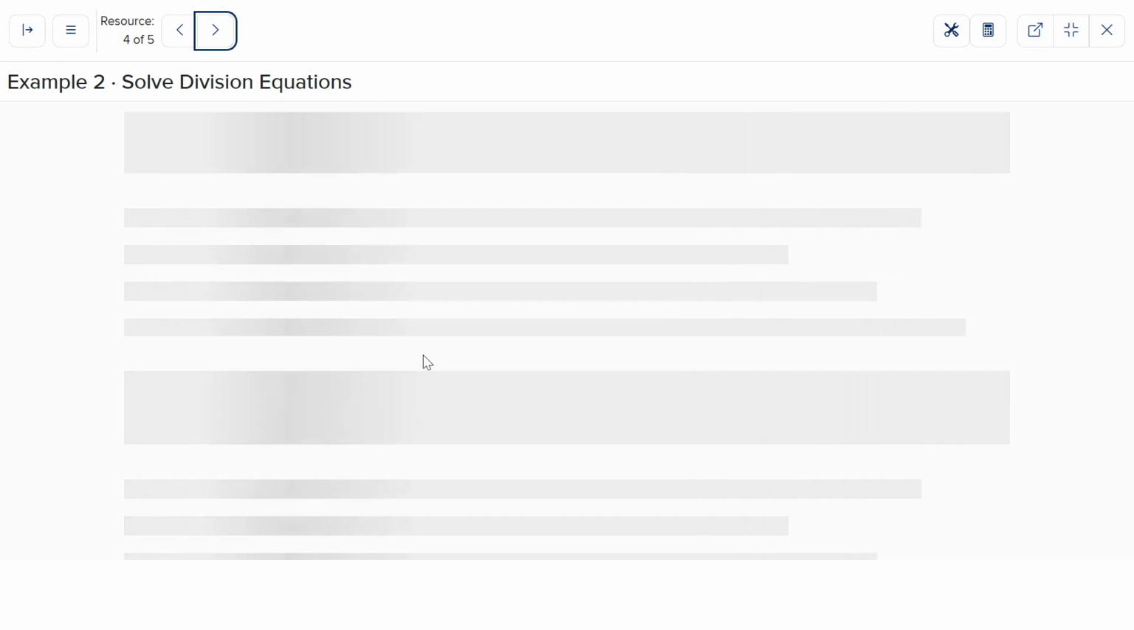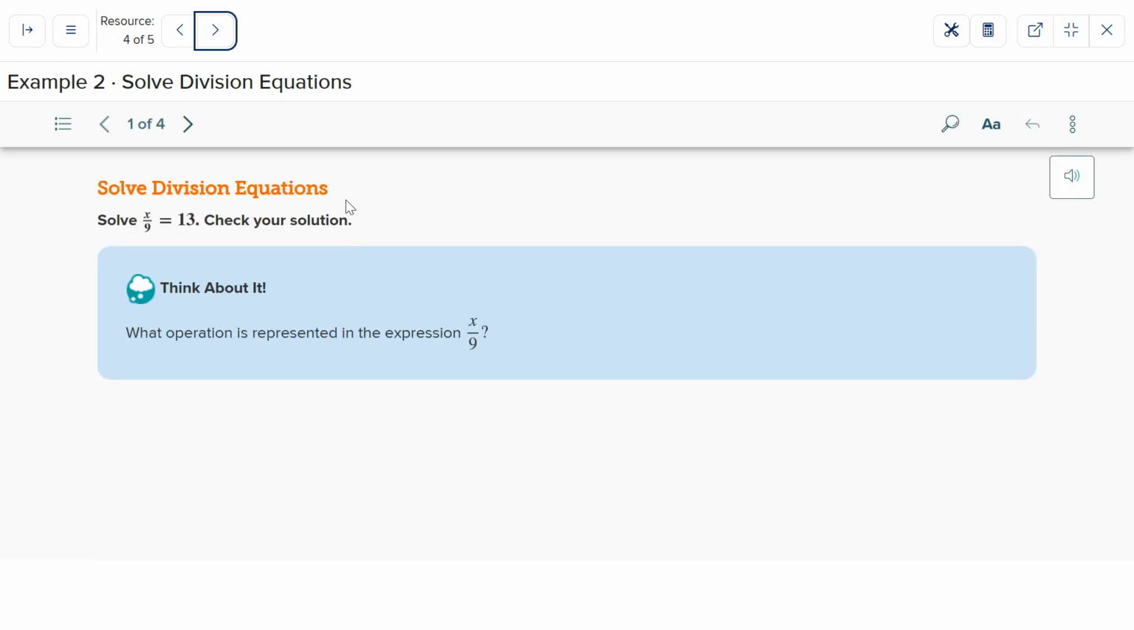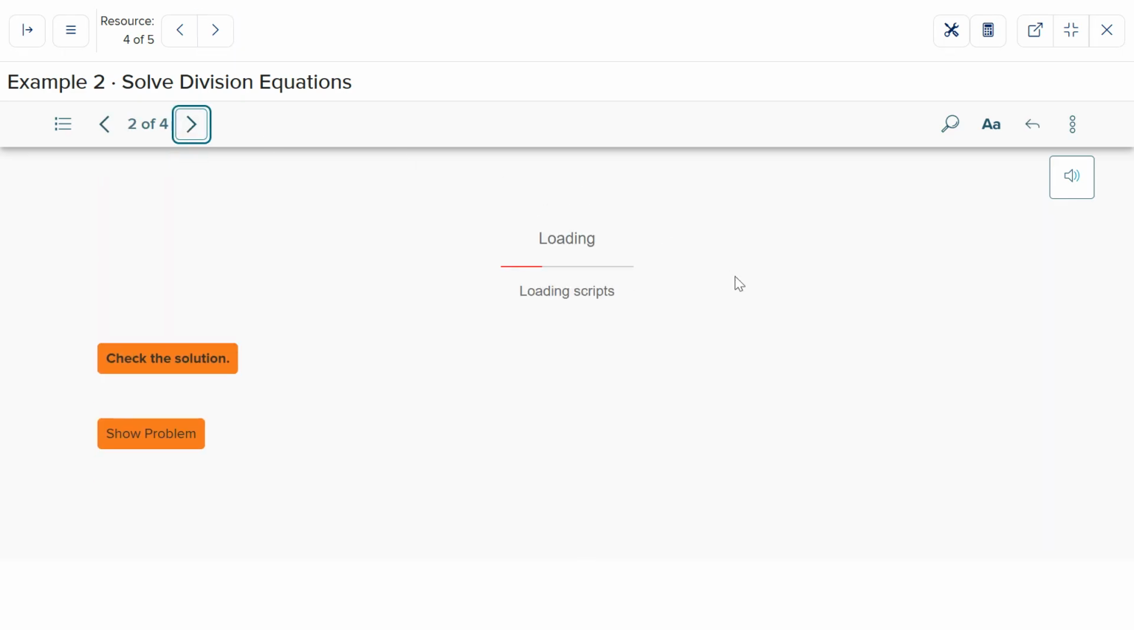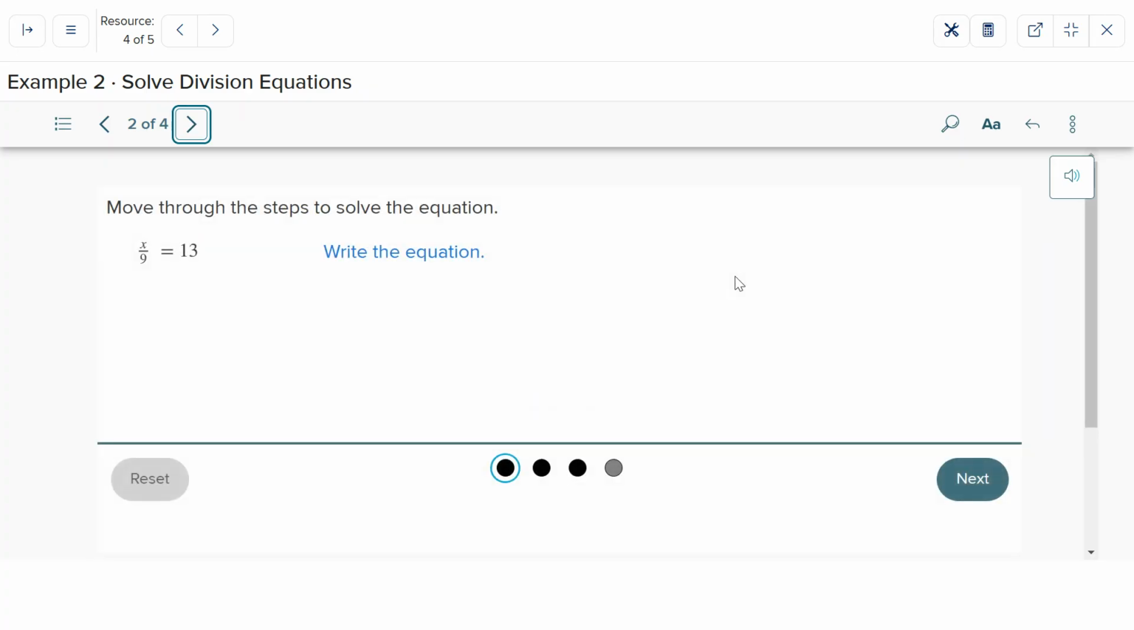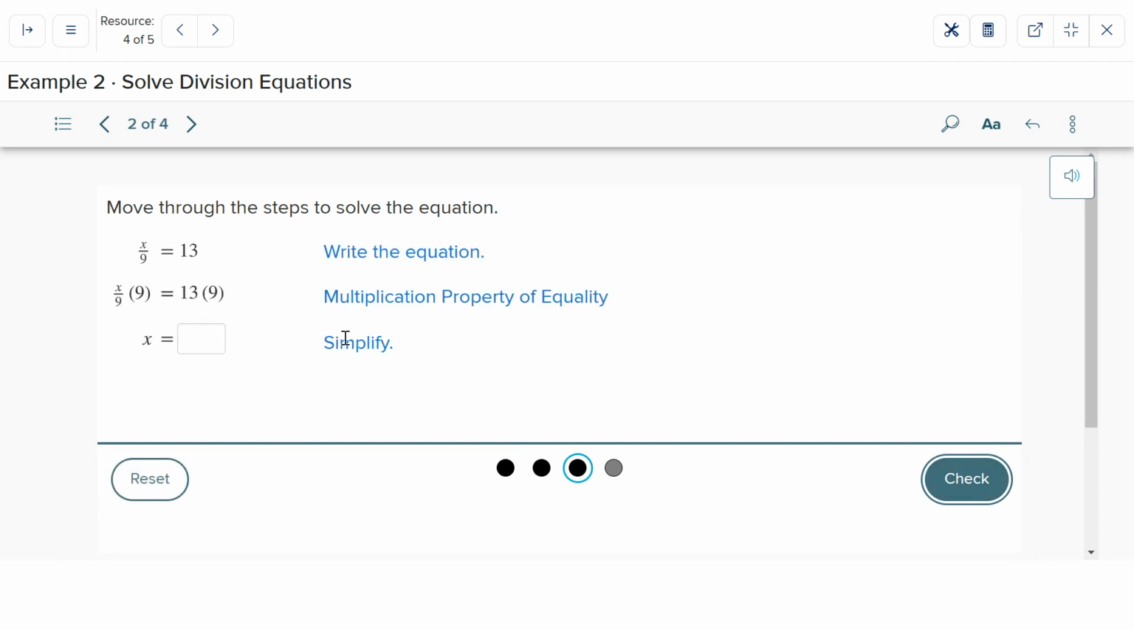Example 2, we're going to show you how to actually do it. Solve x over 9 equals 13. Remember that x over 9 is x divided by 9. All right, write the equation: x over 9, or x divided by 9, equals 13. To get rid of this 9, since it's division, we need to multiply. So x over 9 times 9, and then we must do it on the other side as well, 13 times 9.